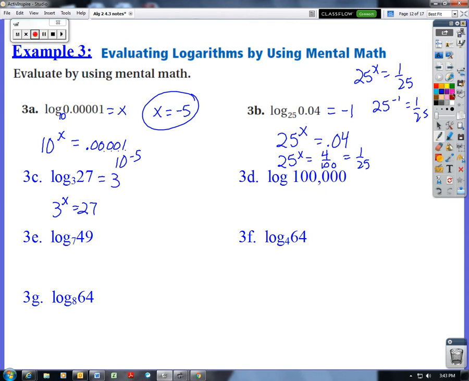I think we need a new color. Let's do lavender. Okay, what's the base on this one? 10. So you ask yourself, 10 to what power equals 100,000? Well, 100,000 has 1, 2, 3, 4, 5 zeros, so it's going to be 5. 10 to the 5th is 100,000.